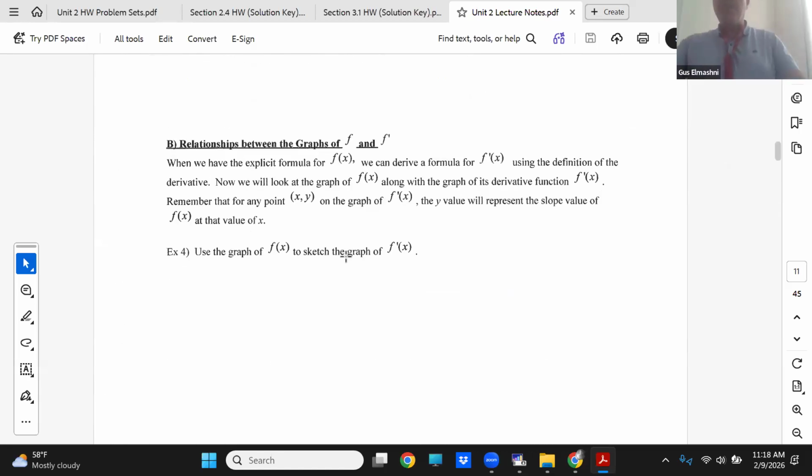Okay. Relationships between the graphs of f and f prime. All right. So we have the explicit form for f of x, right? We can derive the form for f prime of x. We can do that, right? We did the limit definition. We do that. Great. Now we'll look at the graph of f of x along with the graph of its derivative f prime of x. Remember that for any point on the graph of f prime of x, the y value on the f prime graph is the slope value of the f of x graph, if that makes sense. So we use the graph of f of x to sketch the graph of f prime of x.